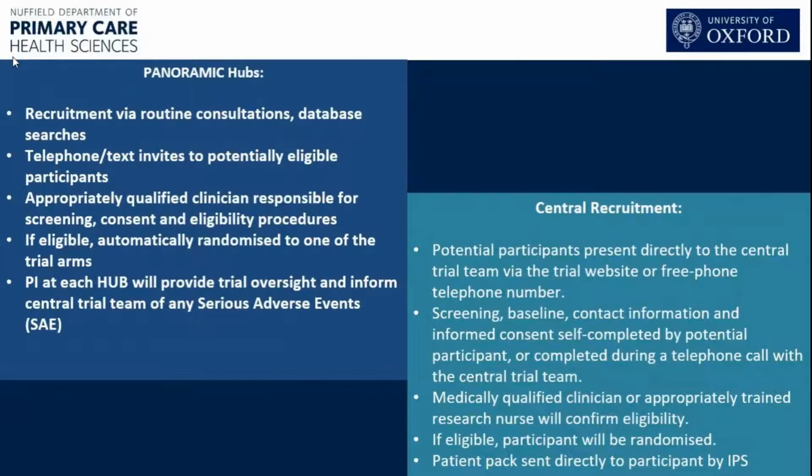For those participants recruited centrally, they will be presented directly to the central trials team via the trial website or free phone number. Their screening, baseline and contact information and informed consent will be self-completed by the patient or completed during a phone call with the trial team. The medically qualified clinician or appropriately trained research nurse will then confirm eligibility, and if eligible, the participant will be randomised and a participant pack will be sent directly to the patient by IPS.